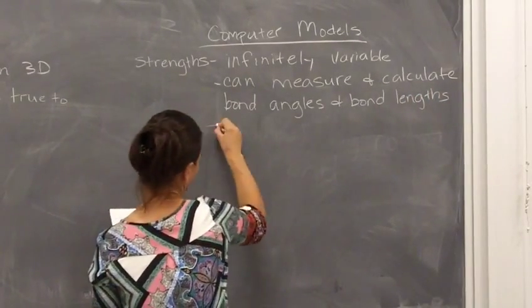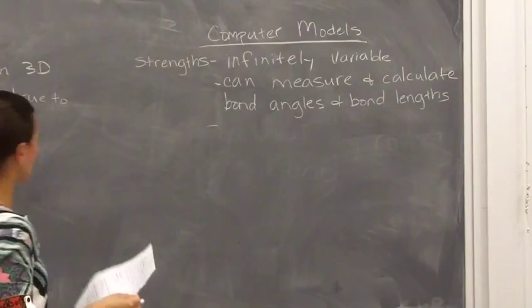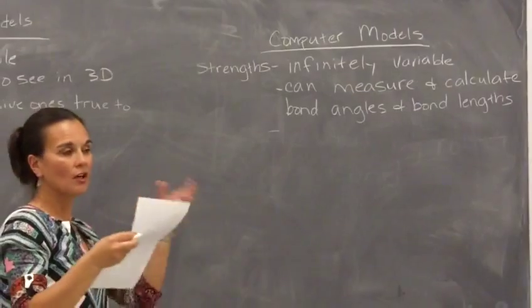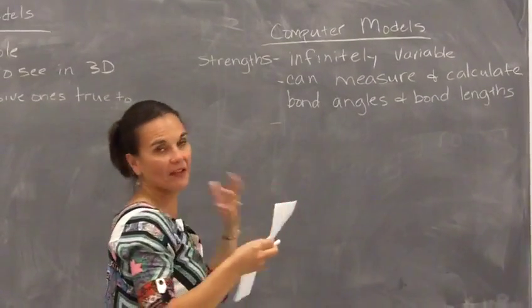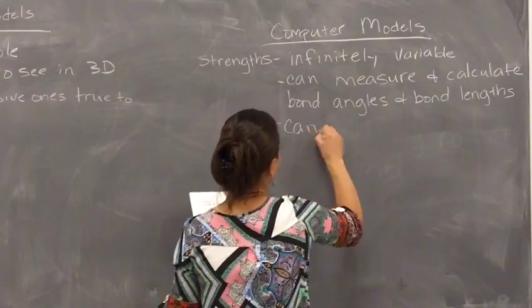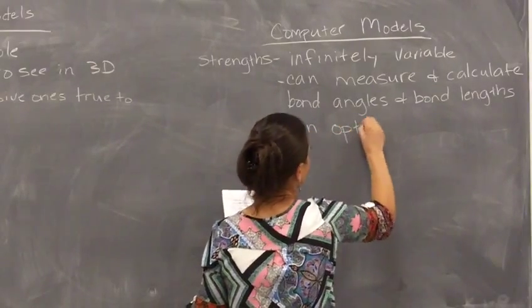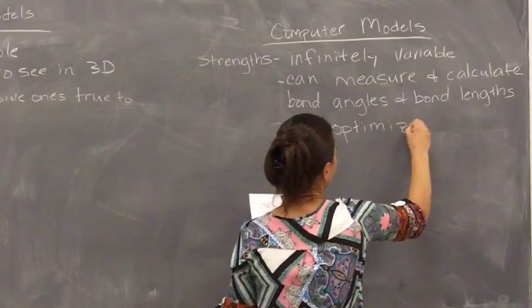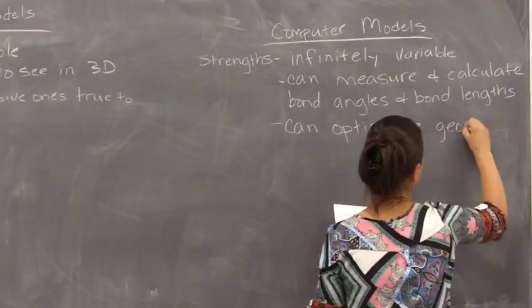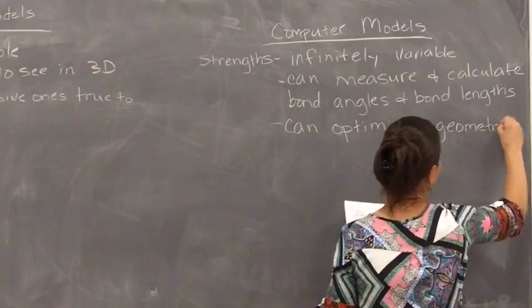You can optimize. With the physical models, you're stuck with the model that you have. You can't change specific lengths or specific angles. With the computer models you can optimize geometries for compounds too, and see what is the best geometry for different compounds.